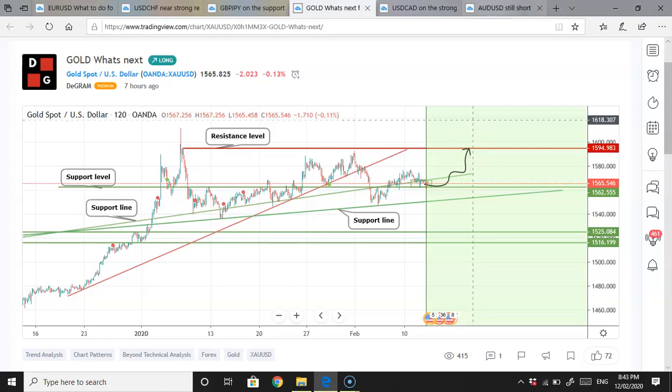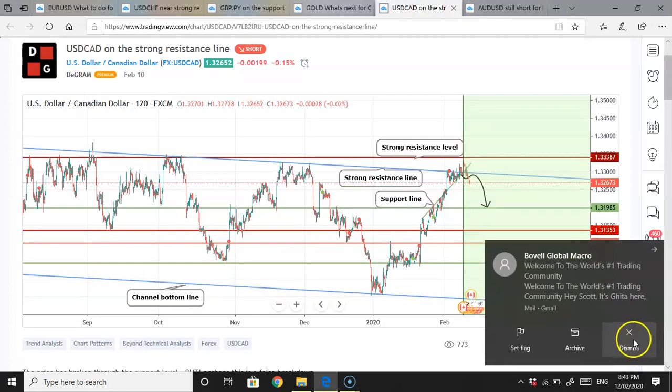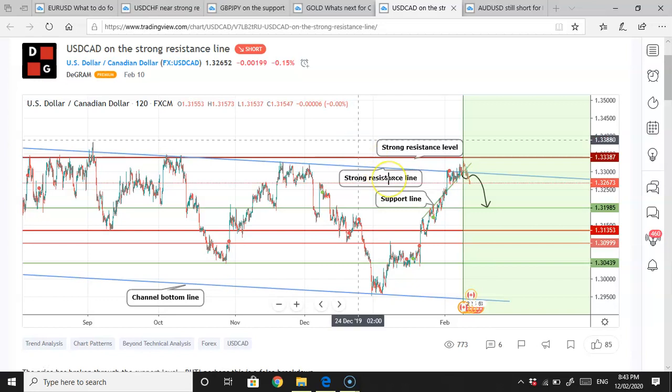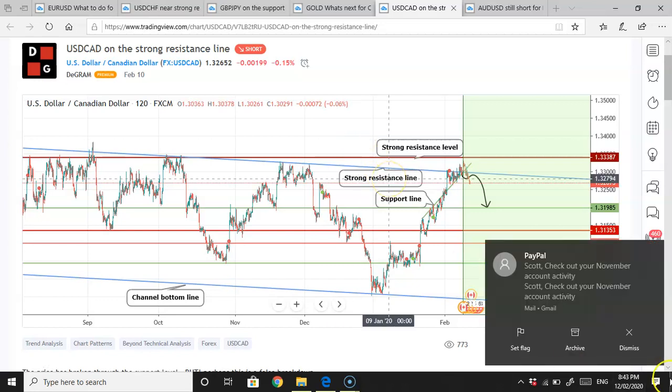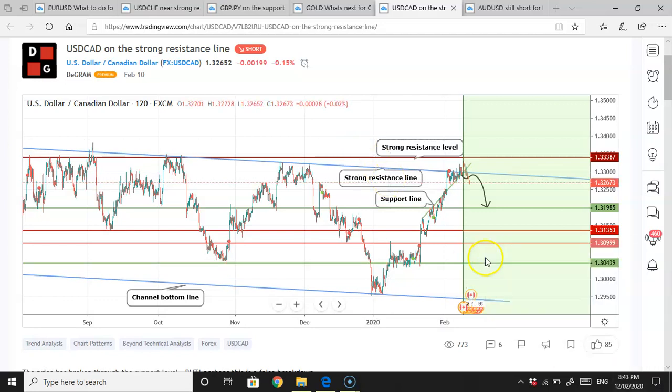All right, so that's the gold trade idea. USD CAD. In regards to USD CAD, we are suggesting here a sell trade, and we've got a strong resistance level, which has been touched, and another resistance line in blue. So what we'd be suggesting here, guys, is price comes back up and tests. We'd suggest it testing around 132.95, a bit high.